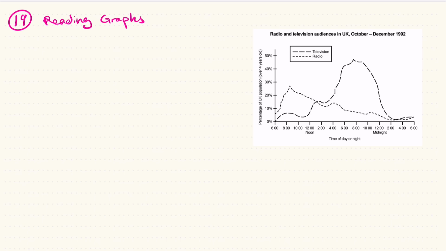So one important piece of information is this one, radio and television audience in the UK. Another one is essentially the x-axis, this time of day and night. Essentially, they track the audience for 24 hours. So you want to also mention that the audience was tracked through the 24 hours, and also the y-axis, which is the percentage.